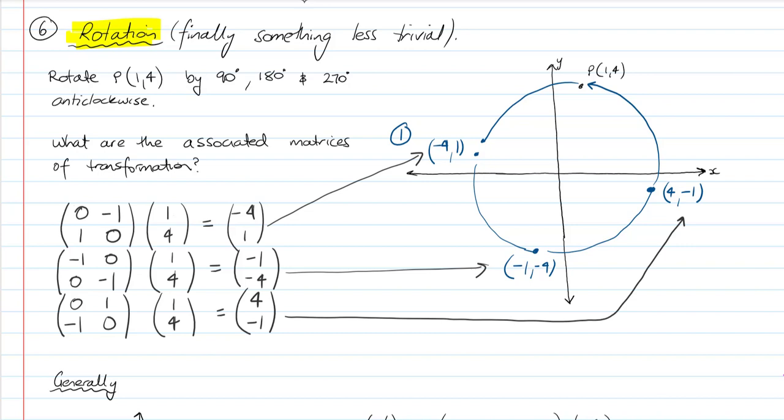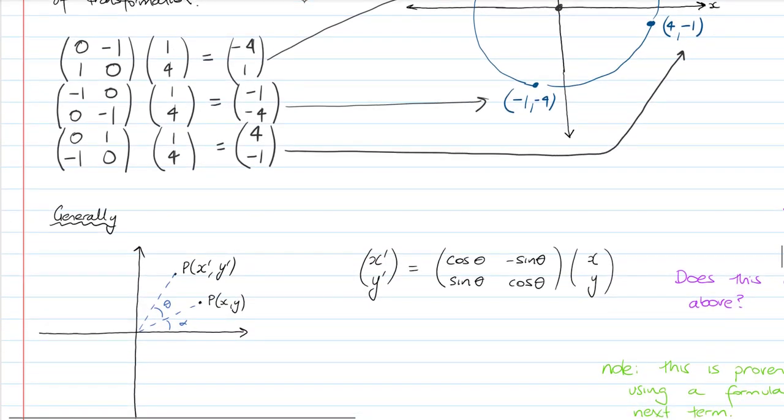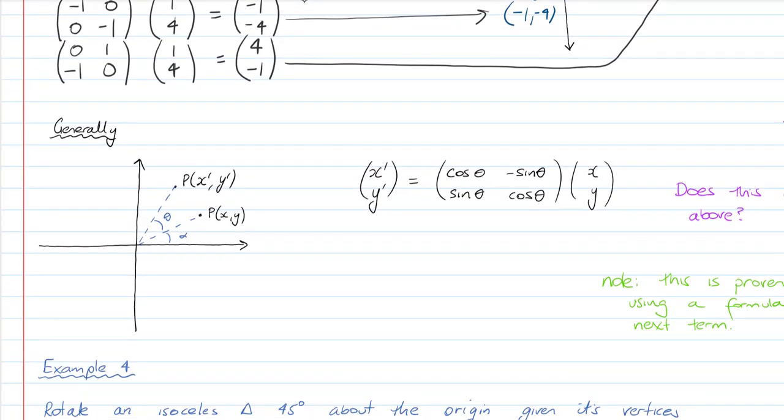But what if we want to rotate by 57 degrees? That's the tricky bit. You notice here the rotation is always happening around the origin. We'll get to a bit more complexity on that soon. But generally speaking, if we want to rotate by an angle of theta, well then we use this: x dash, y dash is equal to the matrix cos theta, negative sine theta, sine theta, cos theta, times x, y.